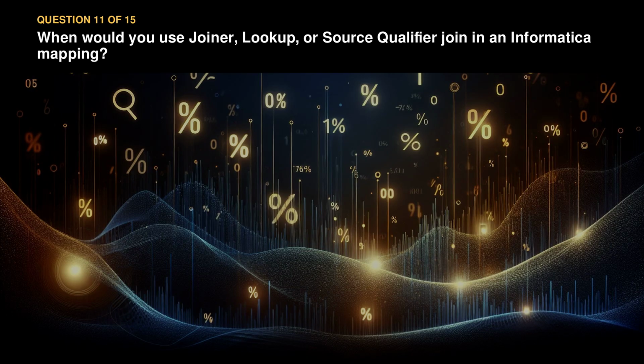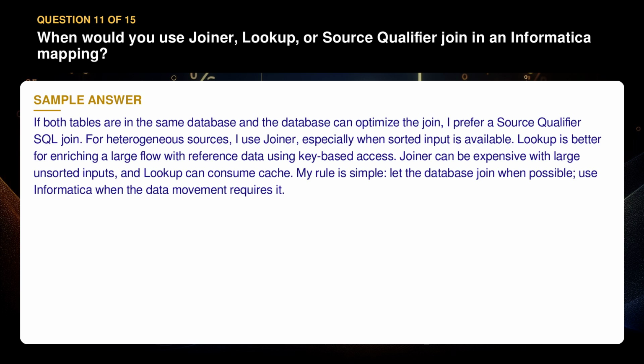Question 11. When would you use joiner, lookup, or source qualifier join in an Informatica mapping? If both tables are in the same database and the database can optimize the join, I prefer a source qualifier SQL join. For heterogeneous sources, I use joiner, especially when sorted input is available. Lookup is better for enriching a large flow with reference data using key-based access. Joiner can be expensive with large unsorted inputs, and lookup can consume cache. My rule is simple. Let the database join when possible. Use Informatica when the data movement requires it.